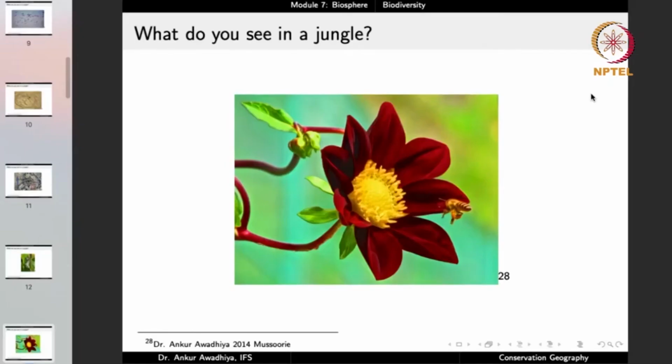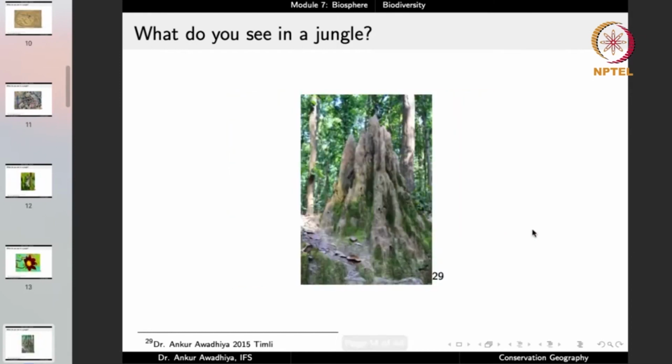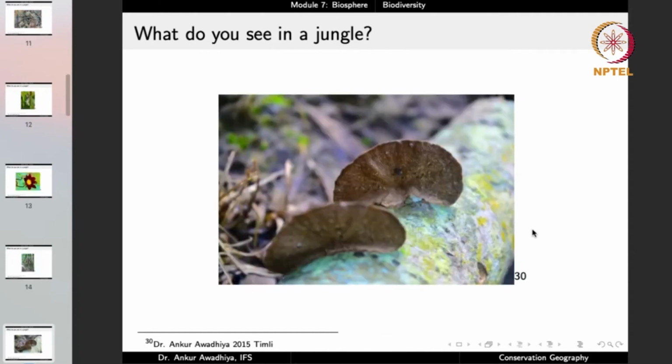Now, if you look at just one category of organisms, that is the insects, in one forest you'll find a large number of insects. You'll find different kinds of bees, different kinds of wasps, different kinds of butterflies, different kinds of moths, different kinds of weevils, and so on. So even in one category of organisms, that is the insects, you have a large amount of biodiversity. You'll find termite hills, again another type of insect. Or if you look down, probably you'll find a lot of fungus. So even in the case of fungus, there is a large diversity.